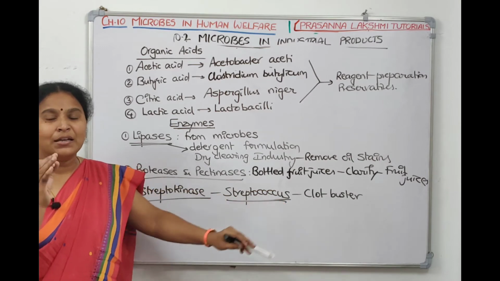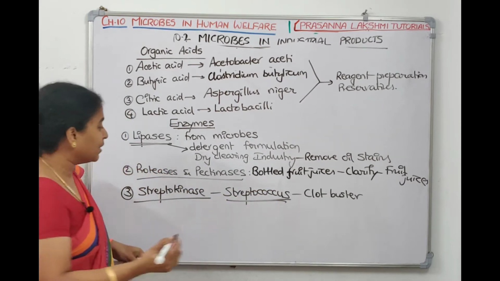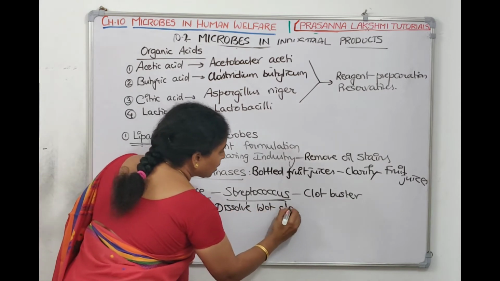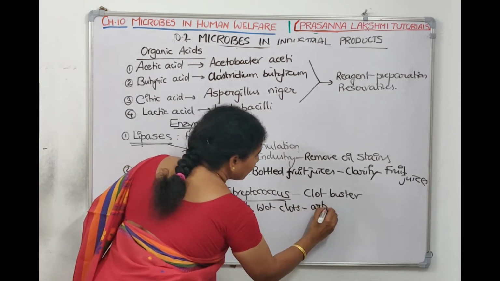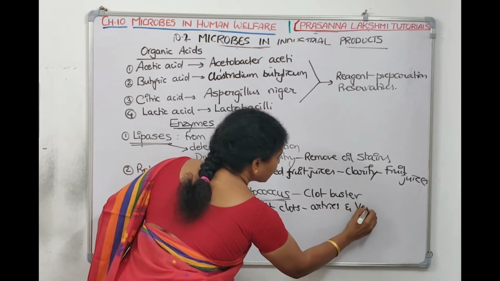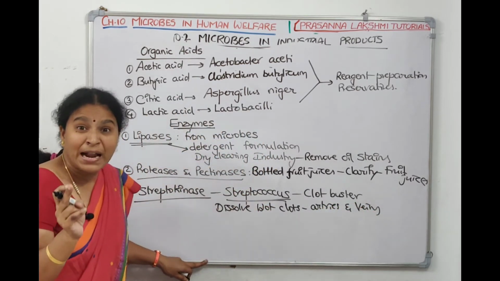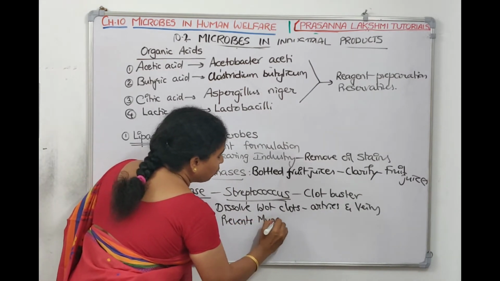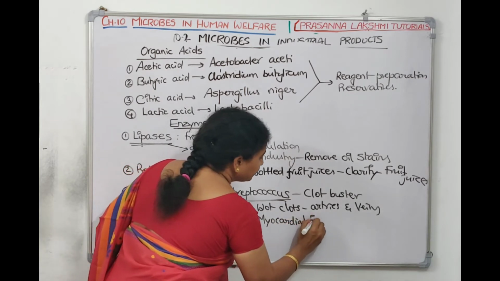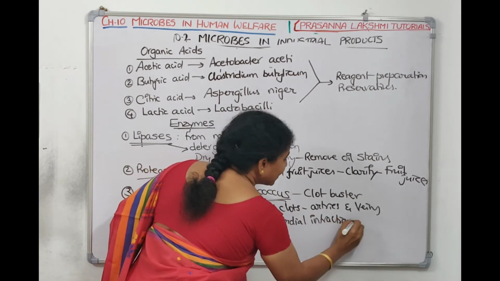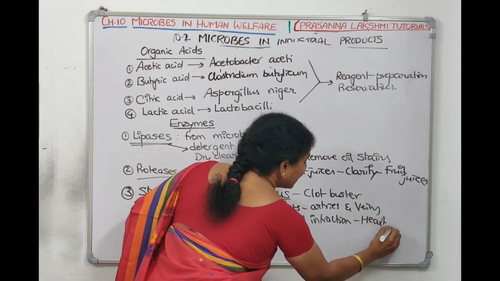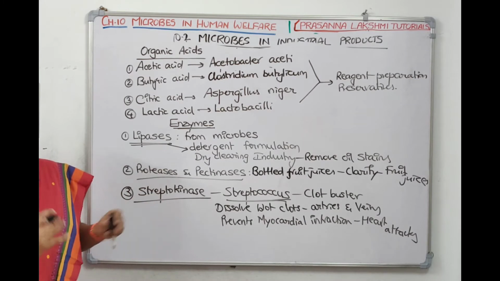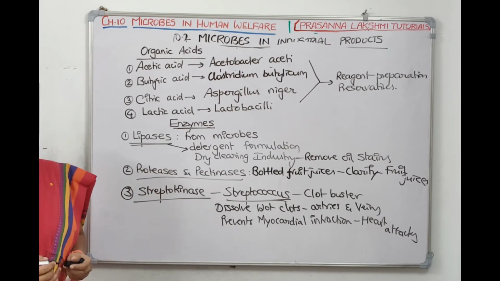So what will it do? It will dissolve clots present in the arteries and the veins. It will dissolve blood clots present in the arteries and veins, and it prevents myocardial infarction. Thus it prevents heart attacks, right? See how important, how wonderful an enzyme it is, streptokinase.